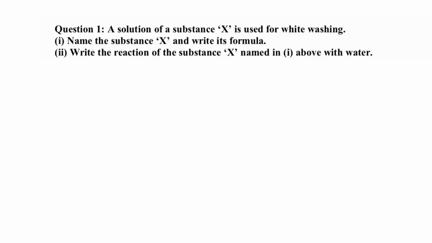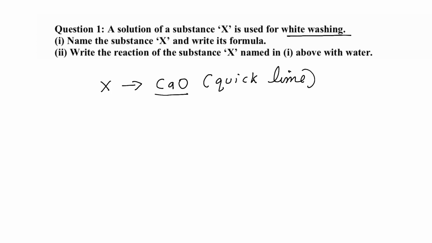Question number 1. A solution of a substance X is used for whitewashing. From that you have to understand it is calcium oxide, or the common name, quicklime. Remember that quicklime is the common name of calcium oxide, and calcium oxide is the chemical which is used for whitewashing. That you keep in mind, and that is the answer for the first question.